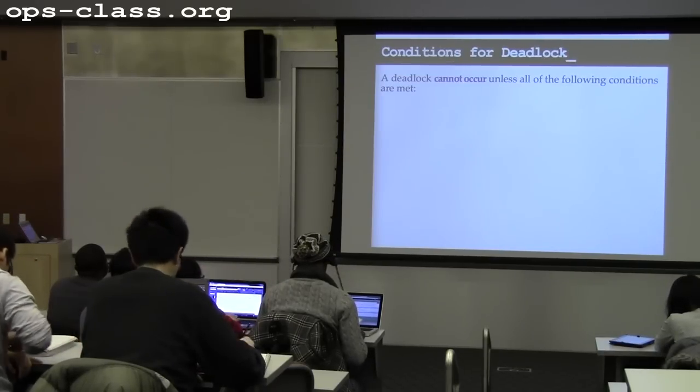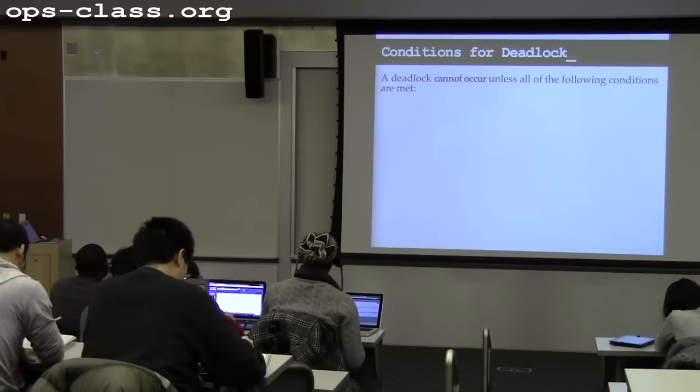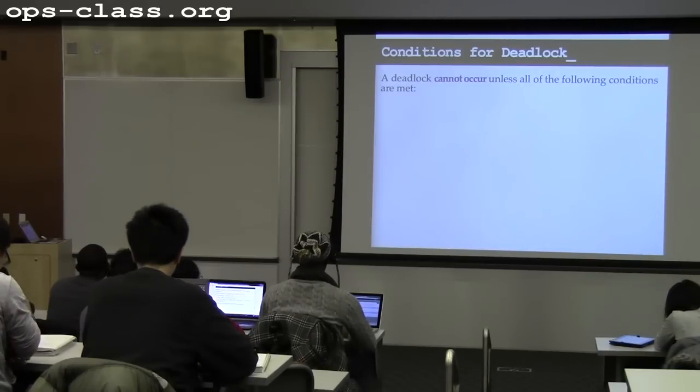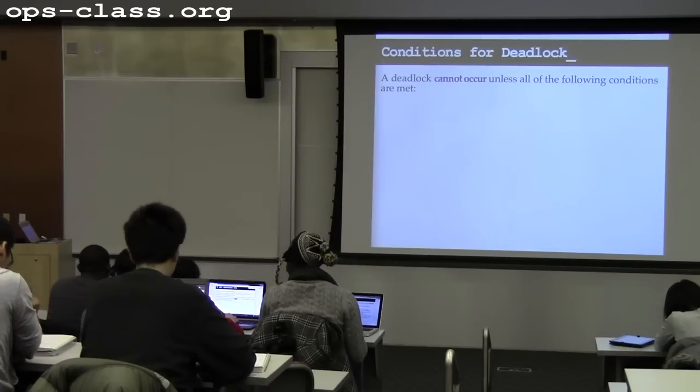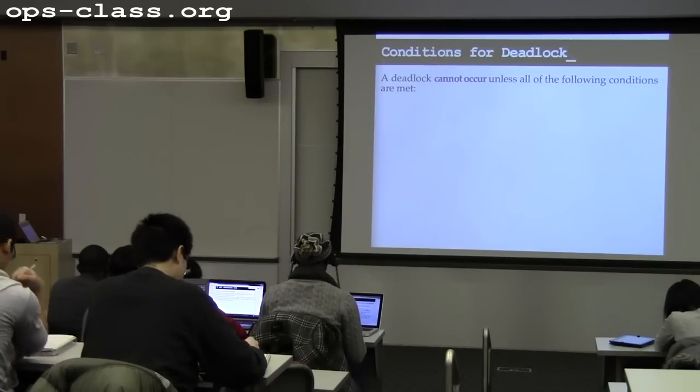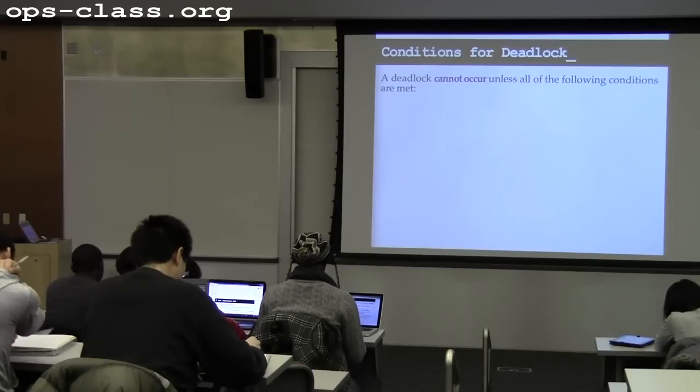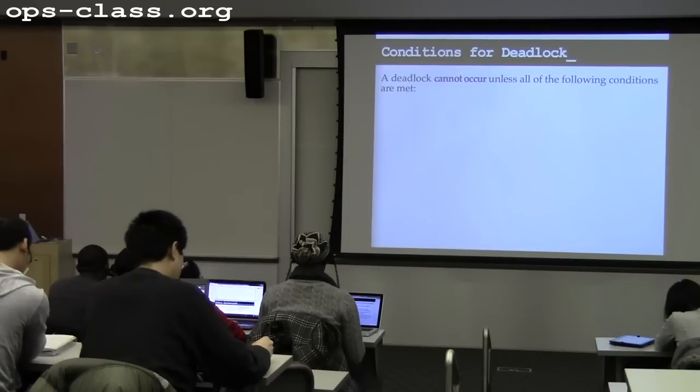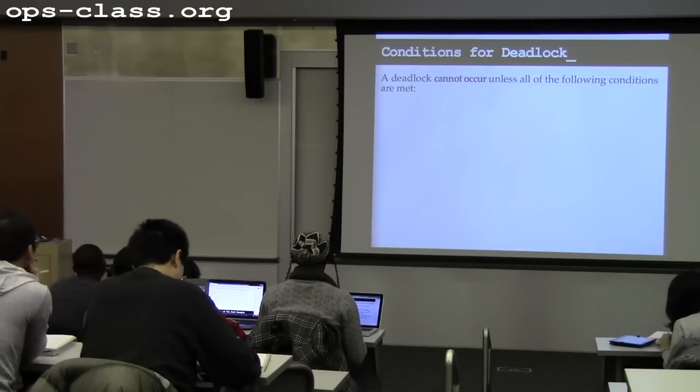What are the conditions for deadlock? There were four conditions for deadlock that must be met in order for deadlock to occur. Yeah, Greg. Yeah, there has to be access to shared state. If I don't have shared state, then I probably don't have a lock. Nope, no problem, right? Josh, what's another one?